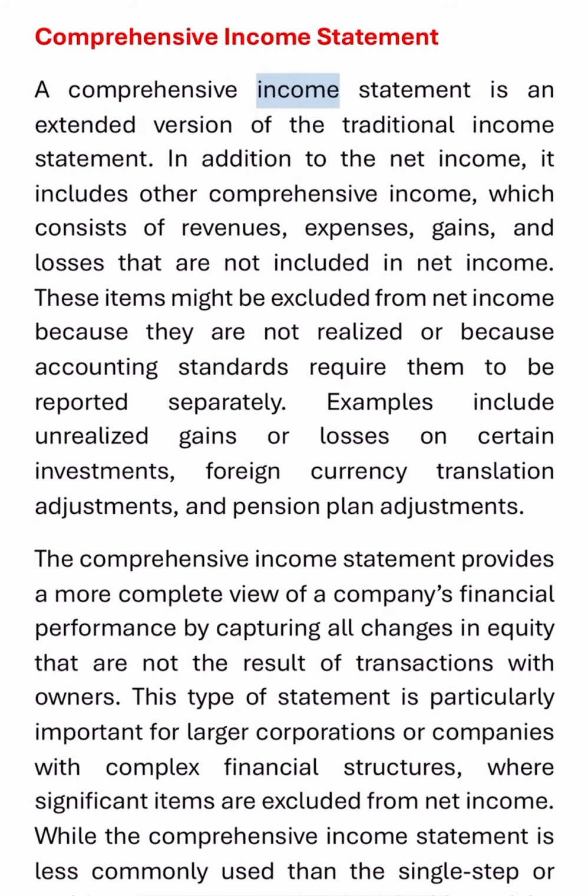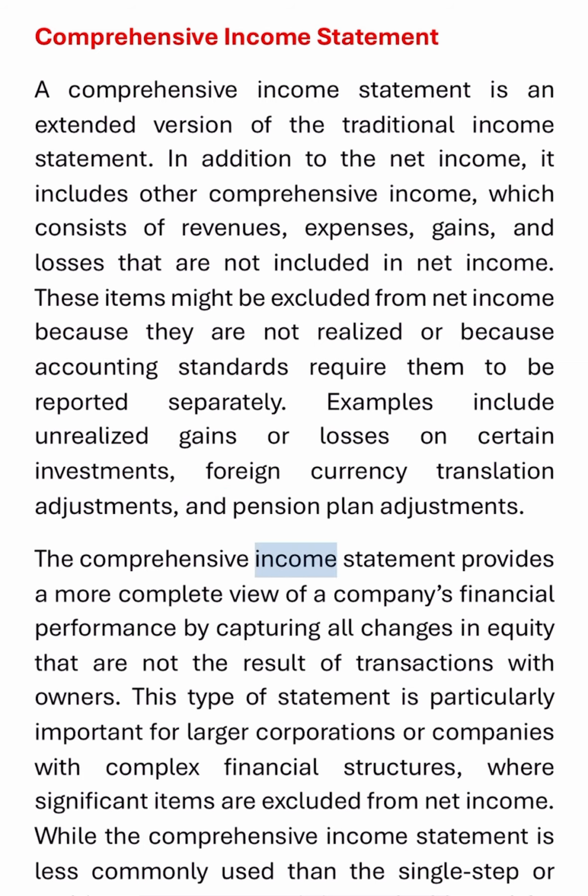A comprehensive income statement is an extended version of the traditional income statement. In addition to the net income, it includes other comprehensive income, which consists of revenues, expenses, gains, and losses that are not included in net income. These items might be excluded from net income because they are not realized or because accounting standards require them to be reported separately. Examples include unrealized gains or losses on certain investments, foreign currency translation adjustments, and pension plan adjustments.